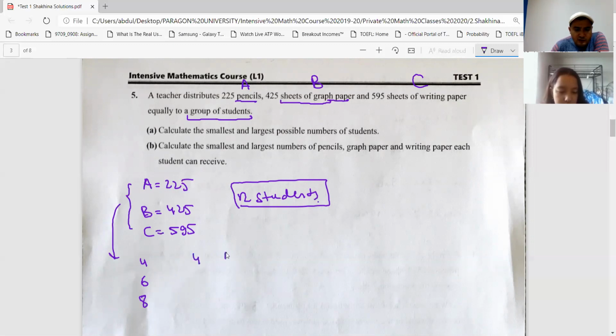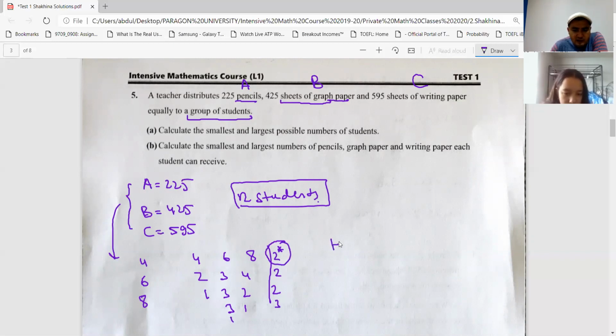Let's say 4, 6, 8. If you divide by 2, here we have 2, 3, 4. Divide by 2, that is actually divisible. It divides all of these numbers. Divide by 2 again, it is 1, 3, 2. Divide by 2, 1, 3. Divide by 3, here we have 1. So that means the highest common factor of 4, 6, 8 is equal to 2. And then how many students do we have here? We have only 2 students.